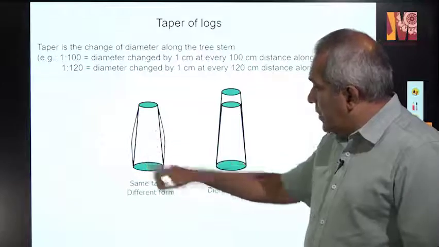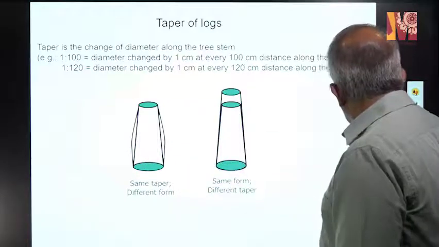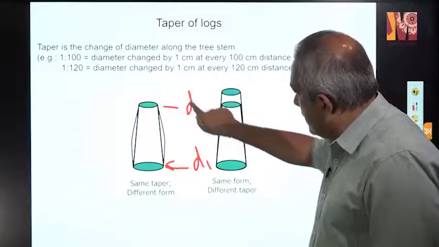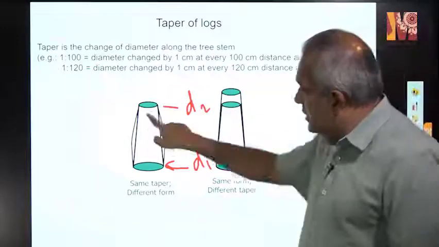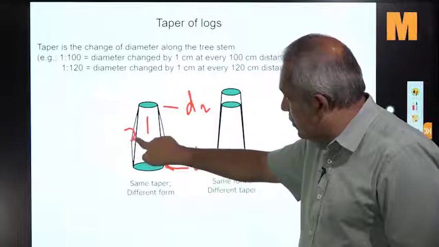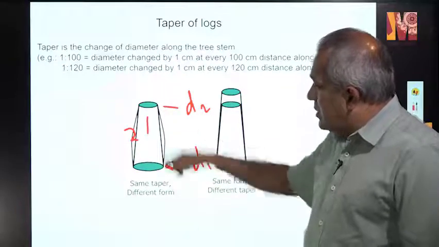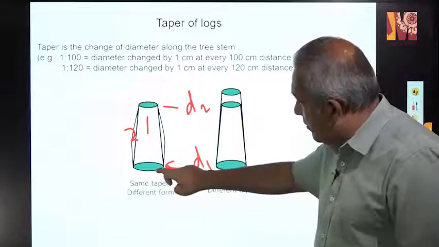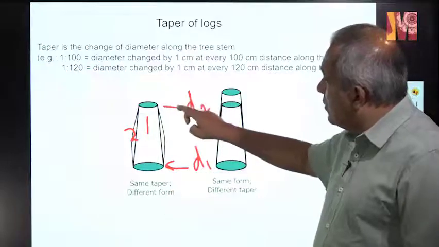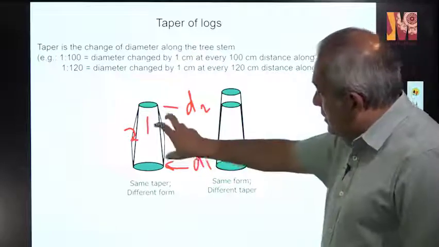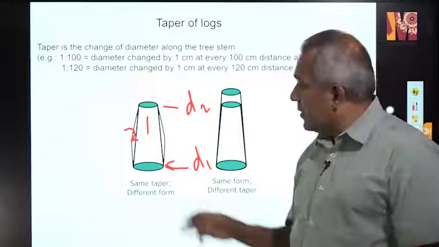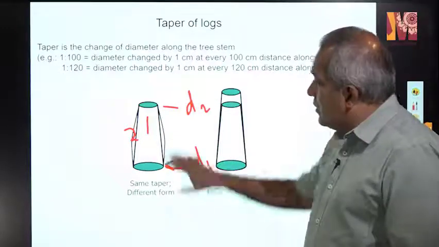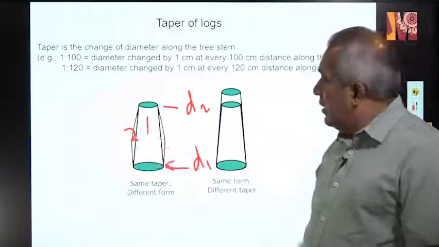The first one, same taper, diameter at this point D1, diameter at this point D2. For both logs, this is log 1, this is log 2. The diameter values of log 1 and log 2 at this specific distance is same. D1 of log 1 equals D1 of log 2, D2 of log 1 equals D2 of log 2. But the in between, the appearance is different. One log is more swollen, the other one looks more conical, more straight. Therefore, shape is different, therefore form is different, but the taper is the same.